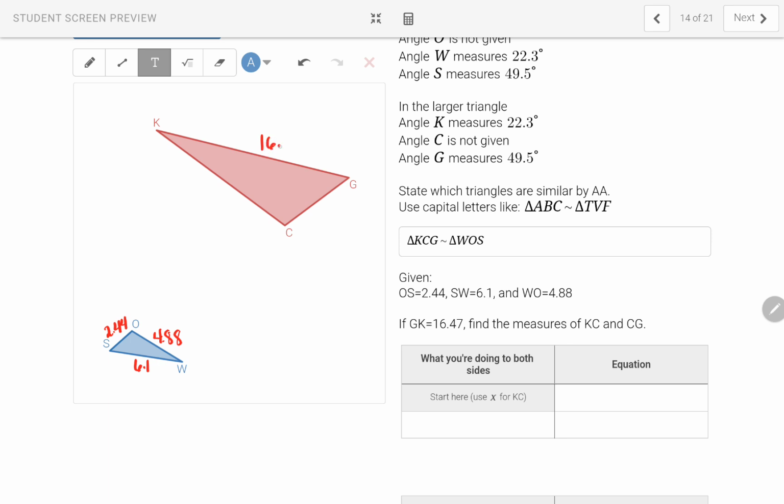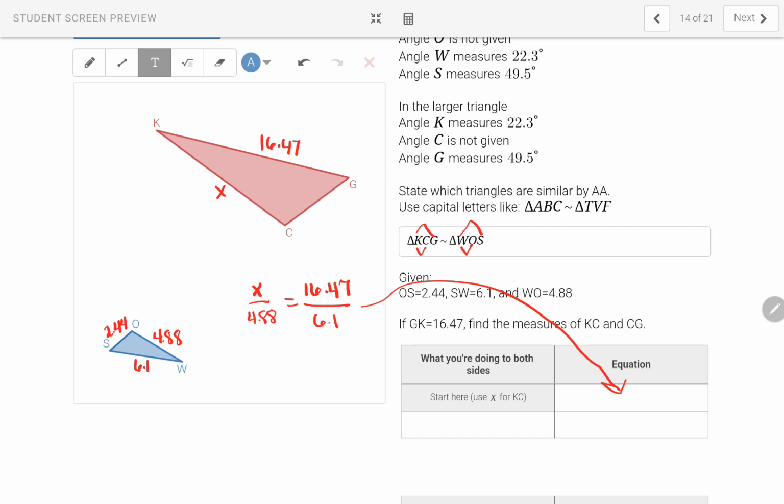GK is 16.47. So the first thing they tell you to do is use X for KC and set up a proportion. So we can say, okay, KC is going to OW. We can use our congruency statement. KC is going to OW, 4.88. Go back to your original. The only value that we have is 16.47, and that's K and G, which is going to W and S, which is 6.1. That goes into this spot. Then you would solve it, cross multiply, and get your answer.